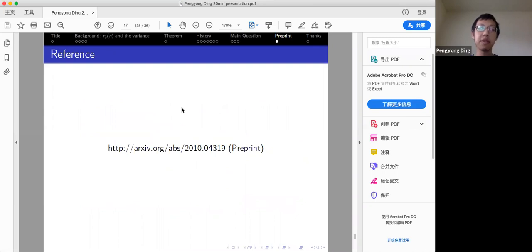And if you want more information, and if you want to find the proof of the results, please find them on the arXiv. And I have uploaded a preprint. And here is the website.